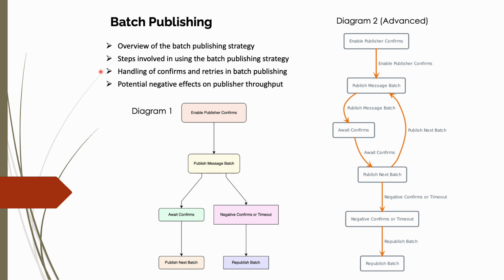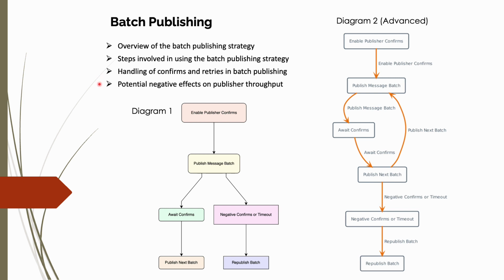If all confirms for a batch are positive, the next batch of messages can be published. However, in the event of negative confirms or a timeout, appropriate actions need to be taken, such as republishing the entire batch or selectively republishing relevant messages.